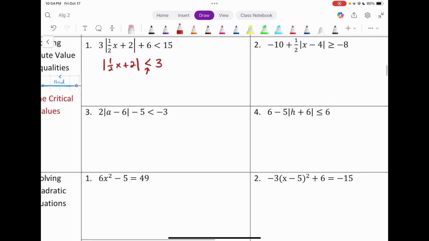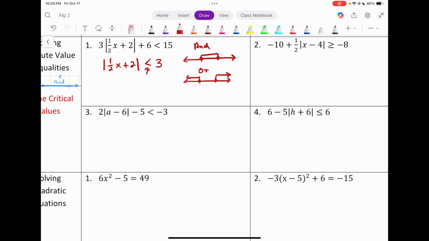If this symbol is a less than, your answer is going to be an and statement, meaning it'll look like this. And statements are the sandwich statements. Since this is less than, my answer is going to look like this. If it's a greater than symbol, my answer is going to be an or, meaning it's going to look something like this. This is what or statements look like. So keep that in mind.